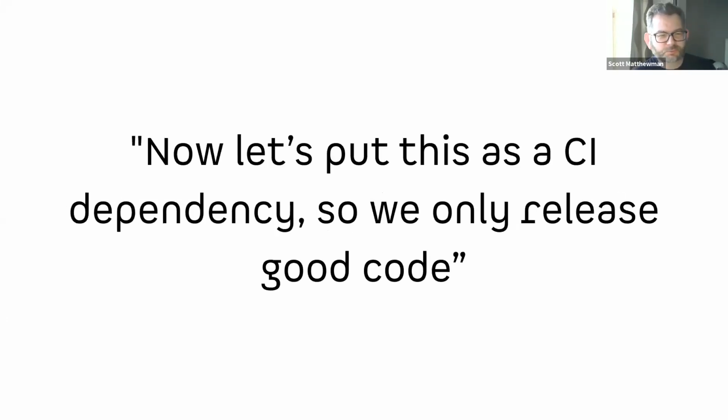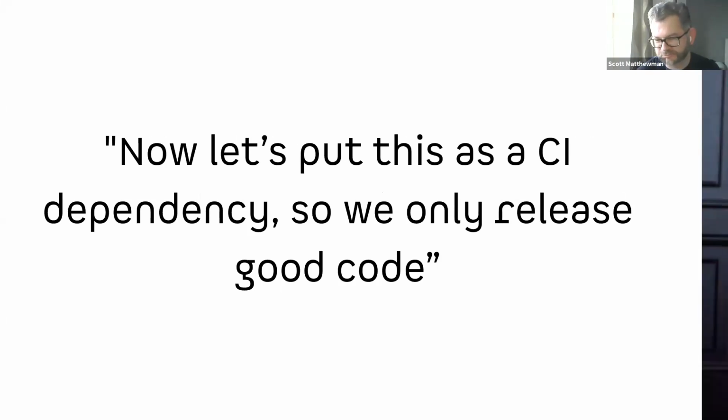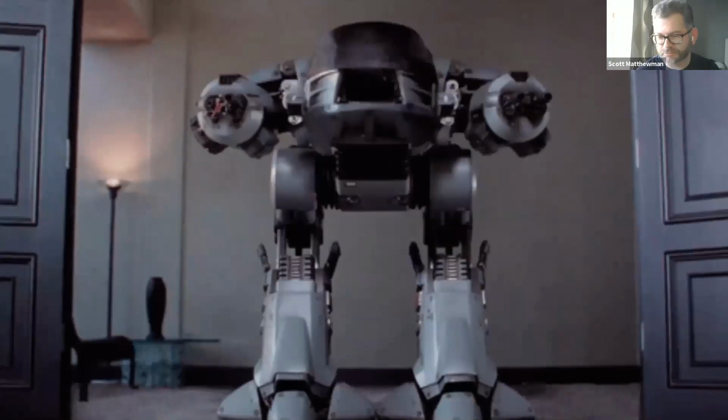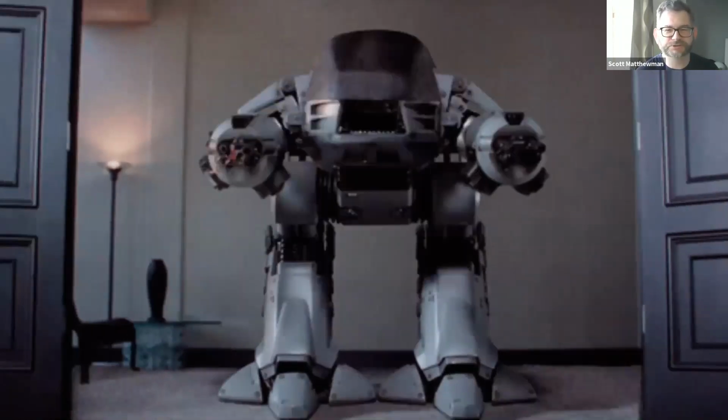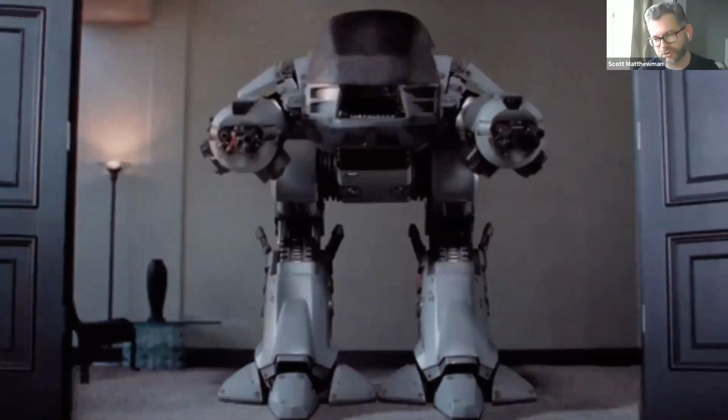And so what I've seen people do is take that green state and make that a CI dependency and say, right, we've got to keep it green. And that means as long as everything's green, we only ever release good code. That's wrong. And so instead of having a cop, you end up with ED209, which, if anybody who's seen RoboCop knows, was an alternative law enforcement machine. Unfortunately, everything went horribly wrong.